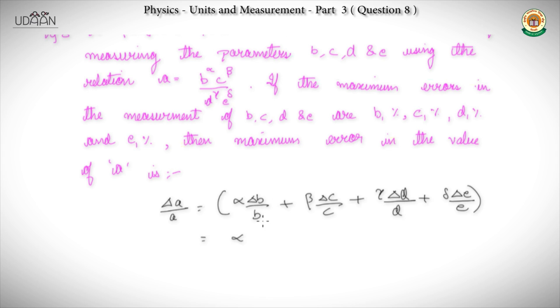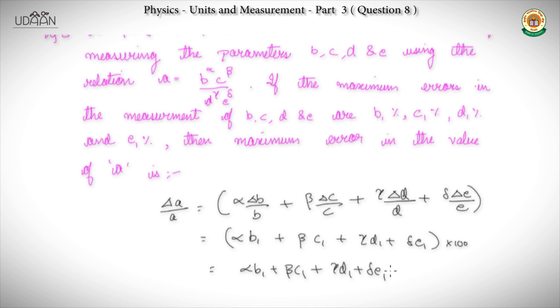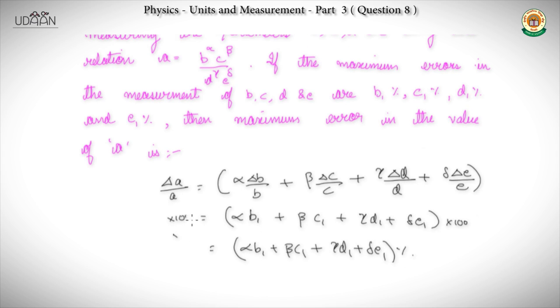We know that delta B upon B is already B1. Since it is a percentage, we will multiply by 100 later. B1 plus beta into C1 plus gamma into D1 plus delta into E1. So this is the maximum error in the value of A. And in percentage, we multiply by 100, so required percentage is equal to alpha B1 plus beta C1 plus gamma D1 plus delta E1 percent. So this is the maximum error in the value of A.